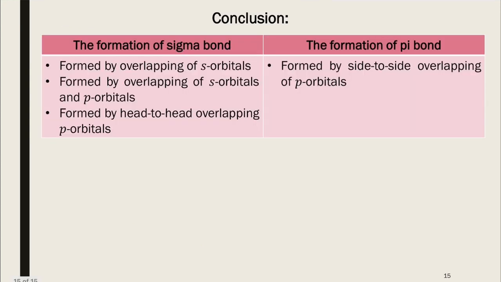So as a conclusion, the formation of sigma bond is formed by the overlapping of s orbitals, overlapping of s and p orbital, and also head-to-head overlapping of p orbitals, while the formation of pi bond is formed by side-to-side overlapping of p orbitals.